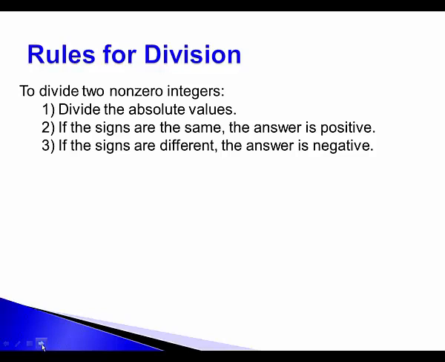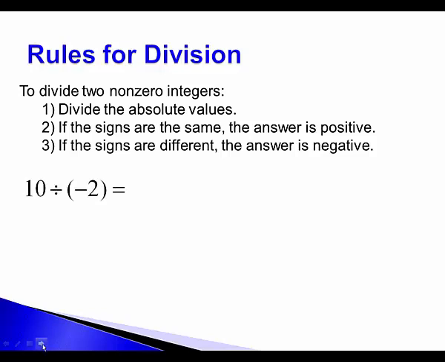It says to divide two non-zero integers, first of all, you divide the absolute values. Then, if the signs are the same, the answer is positive, and if the signs are different, the answer is negative. Those are exactly the same rules you had for signs for multiplication.